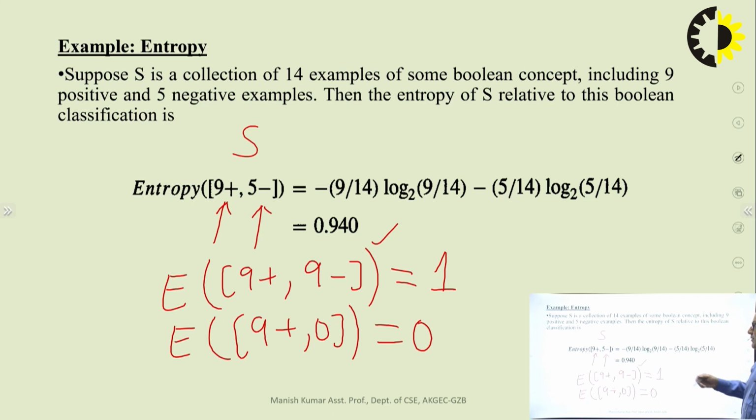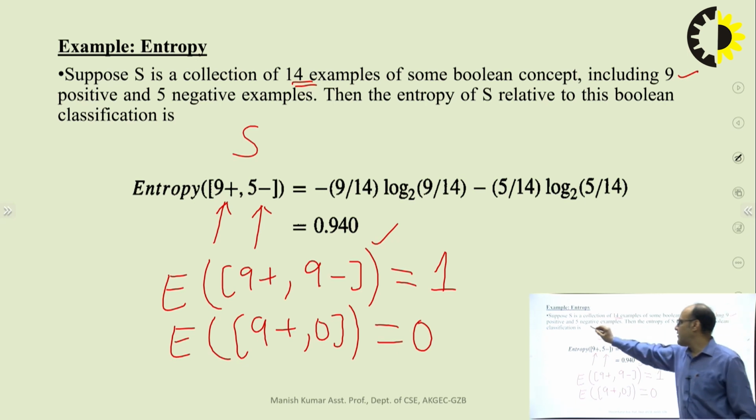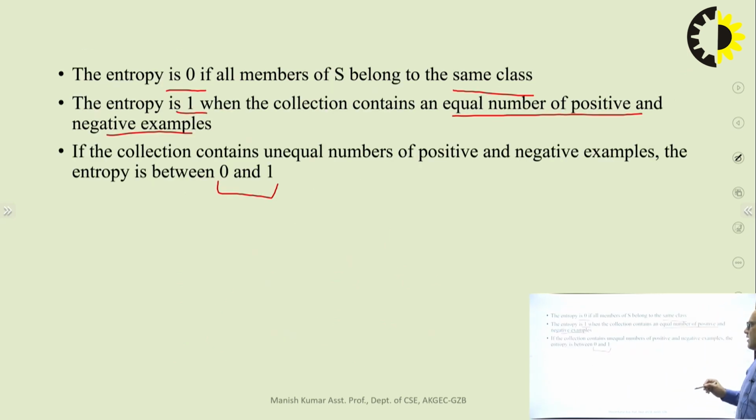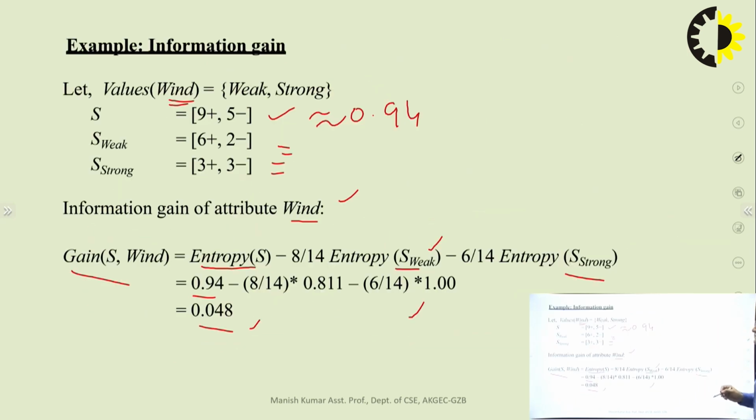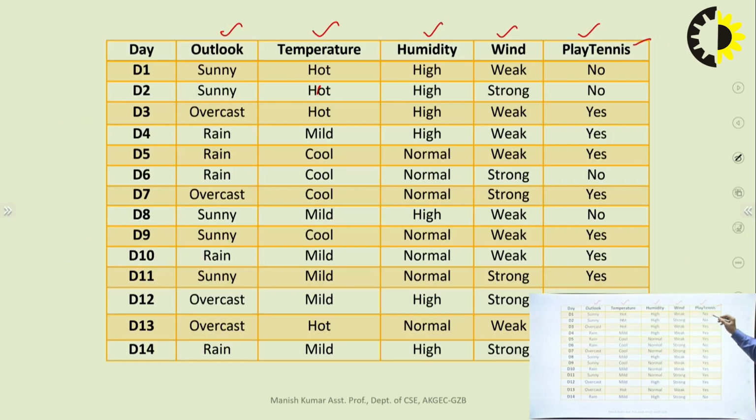In our example, firstly, how many examples are given? 14 examples are given, on a Boolean, discrete-valued concept. There are 9 positive examples and 5 negative examples. See: negative example 1, second, third, fourth, and fifth. There are 5 negative examples, right?